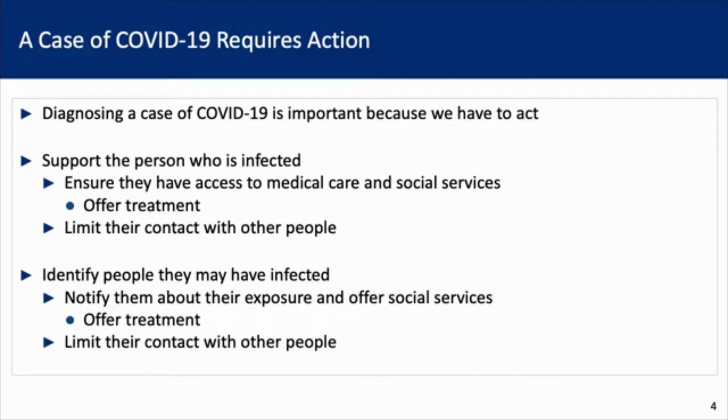Next, we have to also identify all the people that they may have infected. We have to notify them about their exposure and offer them some social services that they may need. If they develop signs and symptoms, we also need to make sure they have access to medical care and offer them treatment. And importantly, we need to limit their contact with other people. So once we find people who've been exposed, those people could become infectious and then infect other people. So if we can get them to change their behavior, we can limit transmission onward.